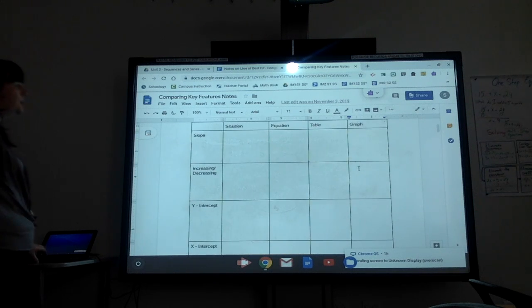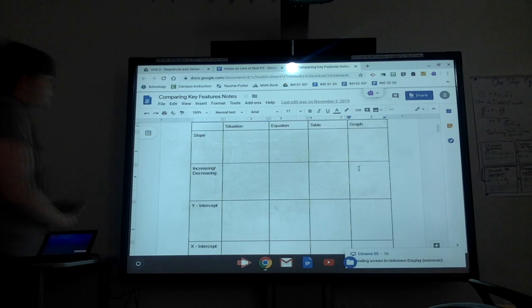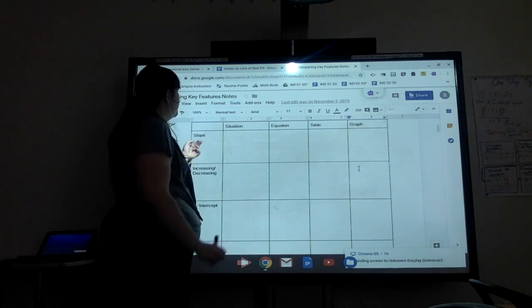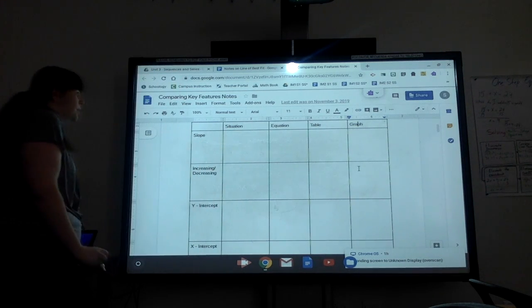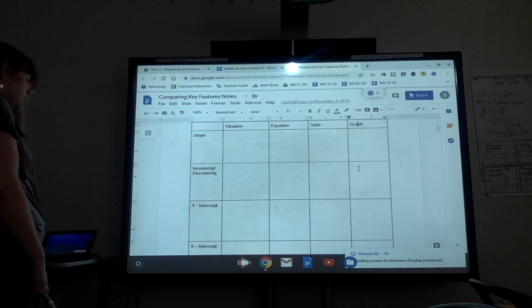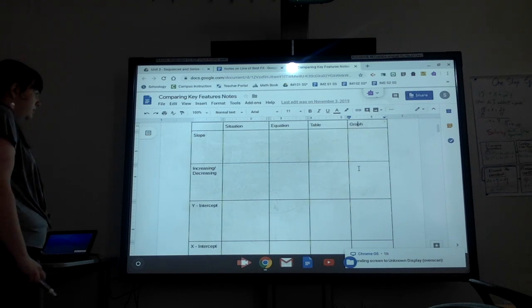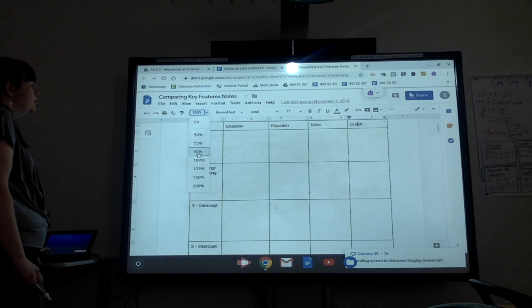So, for situation, if you remember, slope is, I wish I could see it all at once. Let's see. What if I put it to 90? Can you see the whole thing?